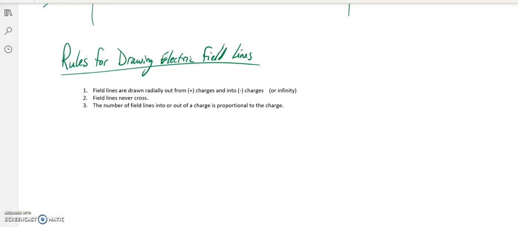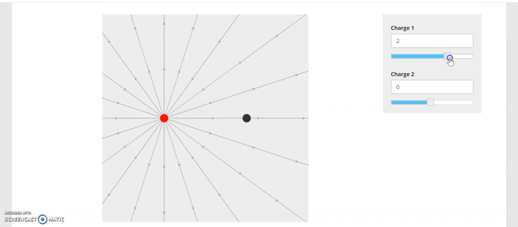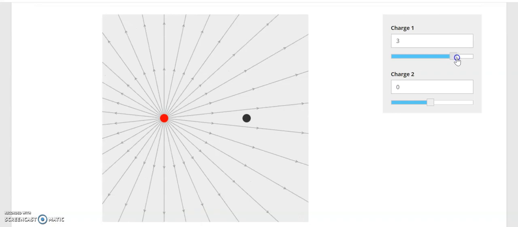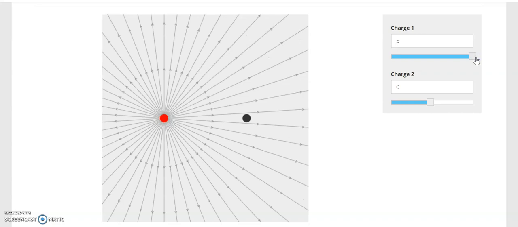Rule number 3: the number of field lines either into or out of a charge is proportional to that charge. So let's go back to just having one charged object here. We've got our +1. If I make this red charge a +2, we get double the number of field lines. If I make it a +3, we've got 3 times the number of field lines, 4 times the number of field lines, and 5 times the number of field lines. The bigger the charge, the more field lines you would draw.